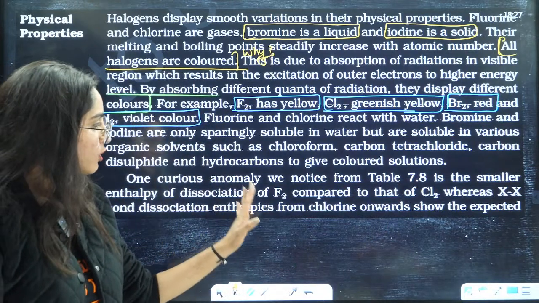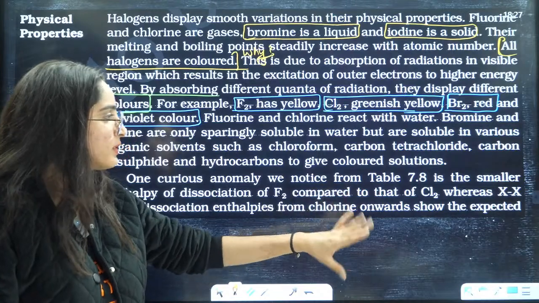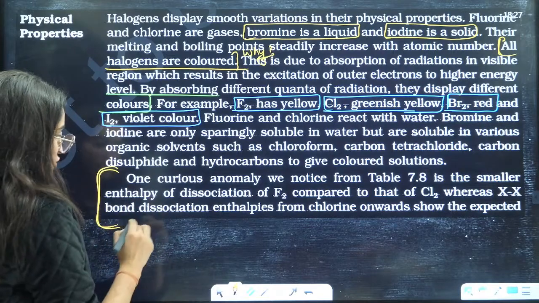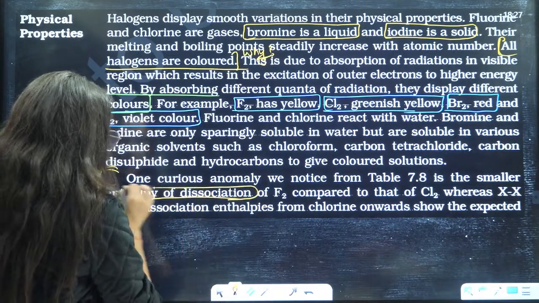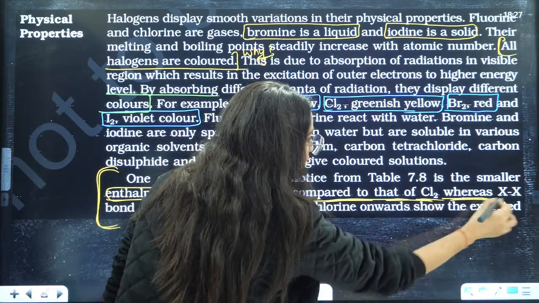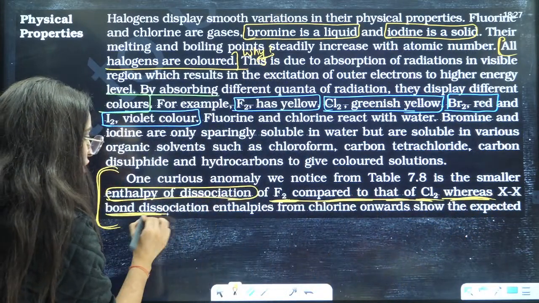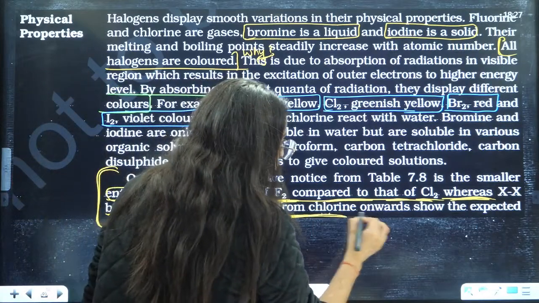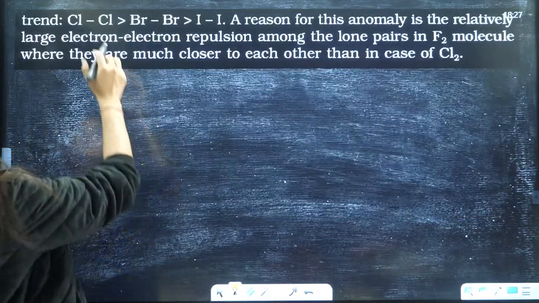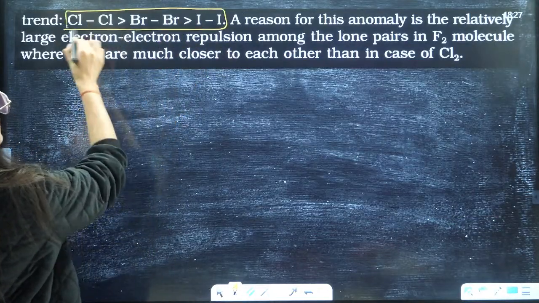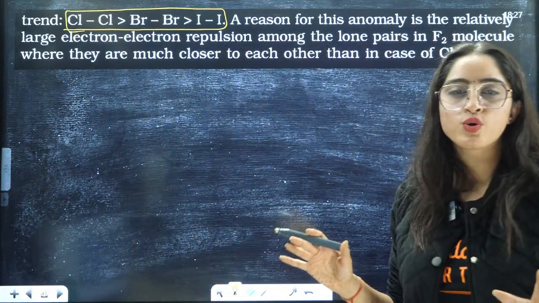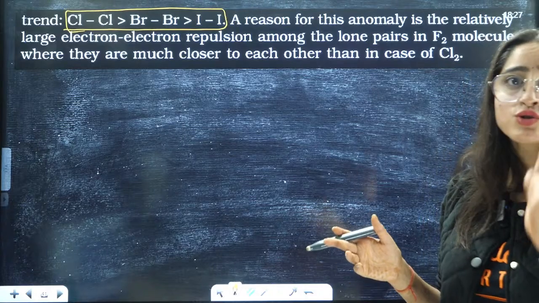One curious anomaly we notice in the table is the smaller enthalpy of dissociation. Now, this bond dissociation enthalpy of fluorine is smaller compared to that of chlorine, whereas the bond dissociation enthalpies from chlorine onward show the expected trend. Now they are saying fluorine is behaving very weirdly. Fluorine was supposed to have the maximum, but it is not having that.